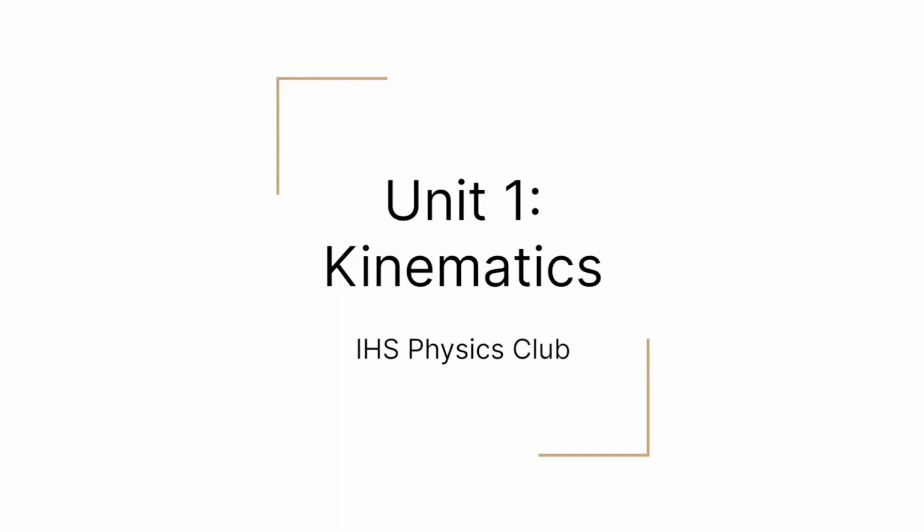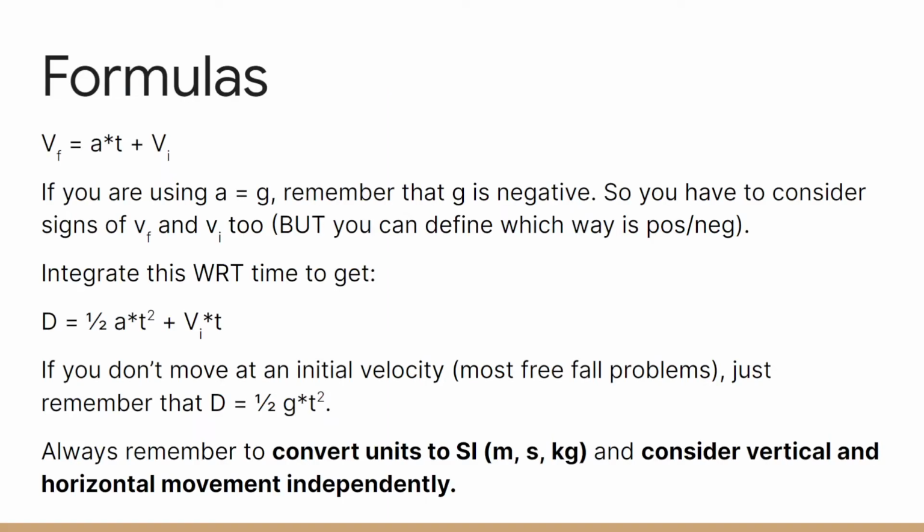Let's get started. So remember that our first formula is going to be v final is equal to acceleration times time plus v initial. Acceleration and velocity are both vectors, so pay close attention to their directions. For instance, in a free fall problem, gravity is going to be negative, right? It's going to be pointing downwards. So that whole term, acceleration times time, is going to be negative. So just keep an eye out for that in case you need to use the direction.